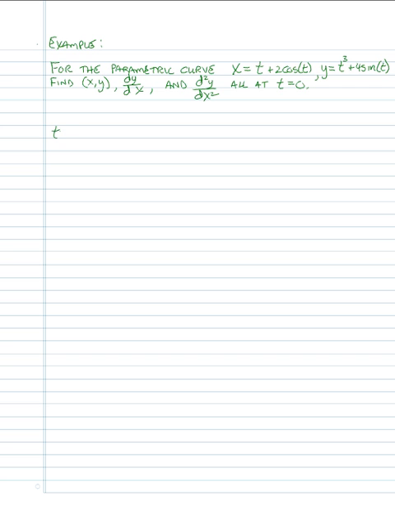When t is equal to 0, we can find the x and y values. Remember, we're looking for that point x comma y, so we just need the x value and the y value. And of course, x is defined as t plus 2 times cosine t, so in this case it would be 0 plus 2 times cosine of 0, and of course that value is just going to be 2.